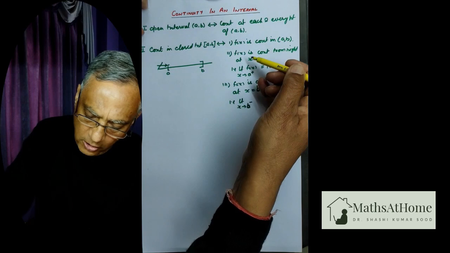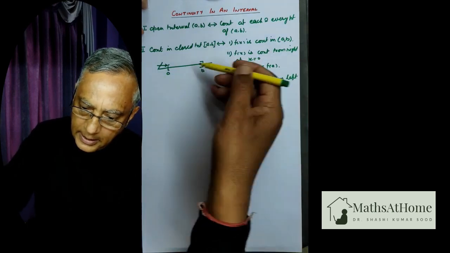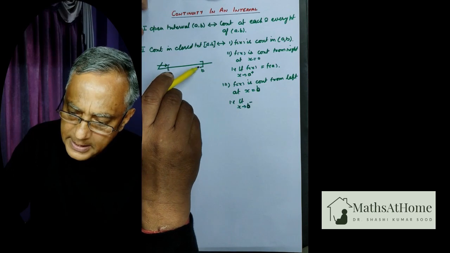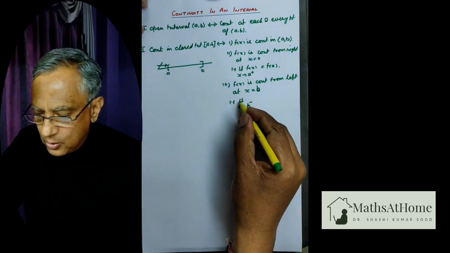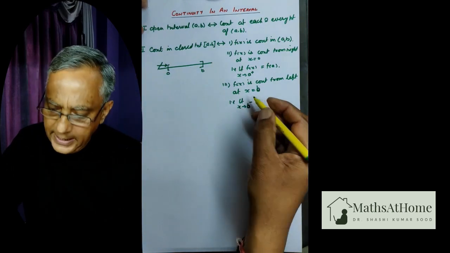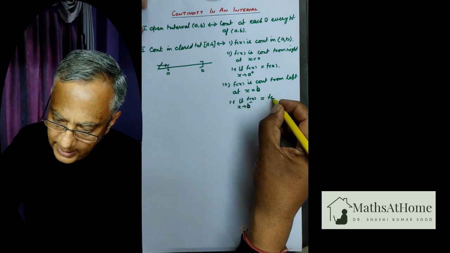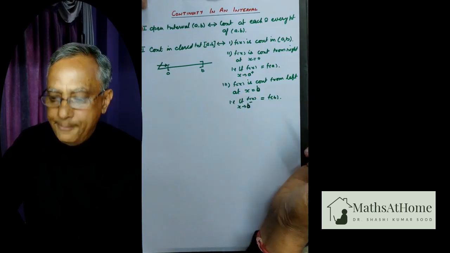So we cannot approach b from right, that is, points greater than b. We can only approach b from left. So we can only find the left-handed limit of f(x). So this must be equal to f(b).